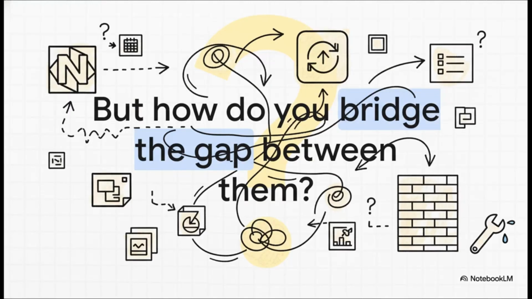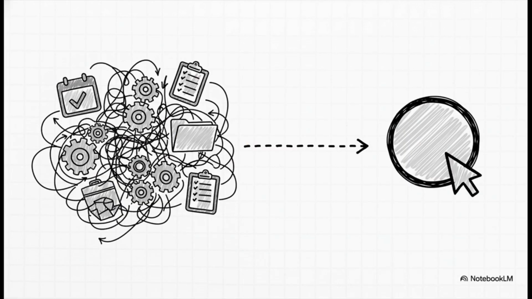And right there, that's the core problem, isn't it? These incredible apps, they often live in their own little worlds. So if you update a project in Notion, how does that get reflected in your master to-do list over in Workflowy? Well, for a long time, the answer was, you do it, manually. But that reality, it has totally changed.